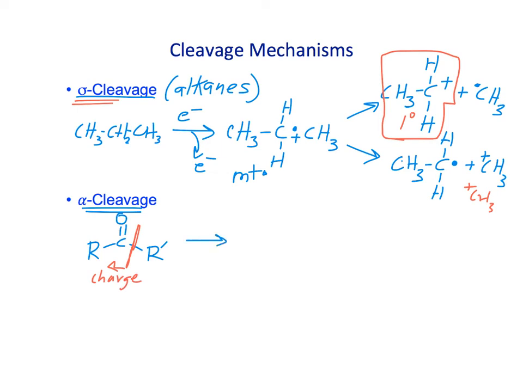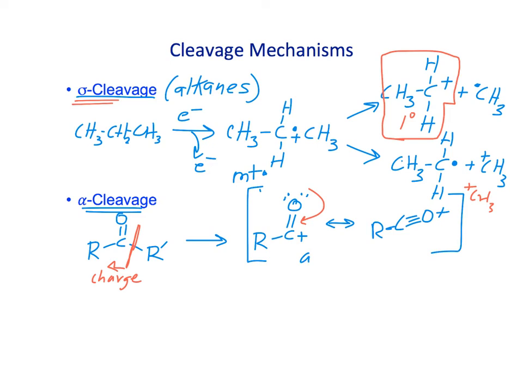So if that happened, we could get a species that looks like this. We have two non-bonding electrons up here. This, in fact, has a resonance structure that's commonly drawn, where a pair of these electrons come down here and are donated to the plus. And this gives us a triple bond to the oxygen. This whole species here is called an acylium ion.